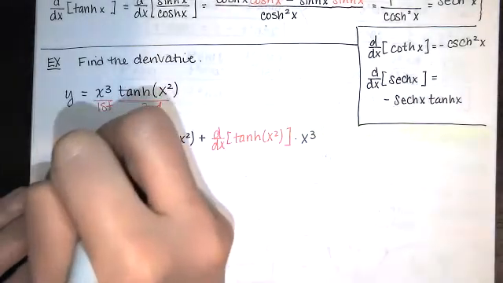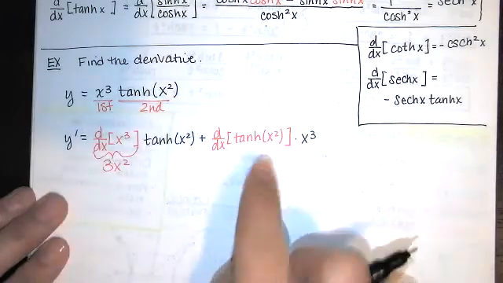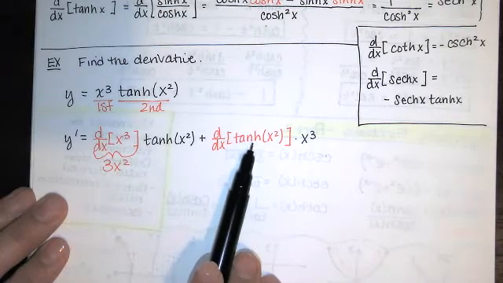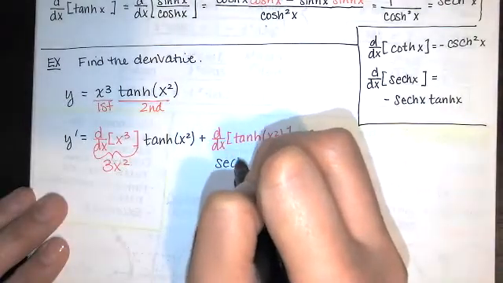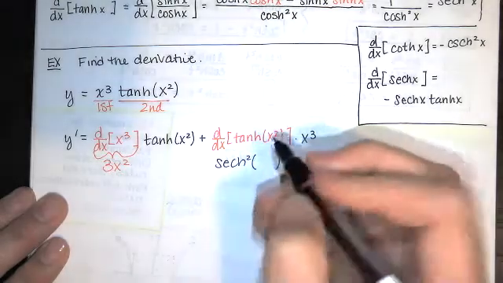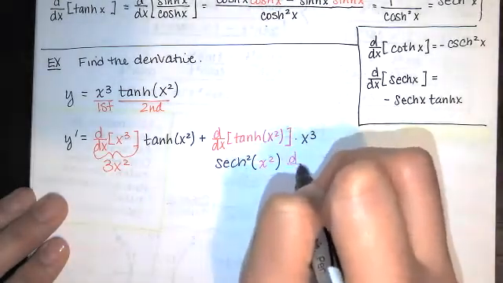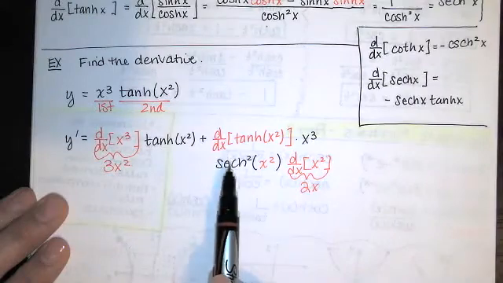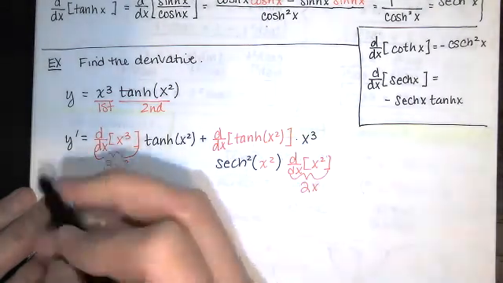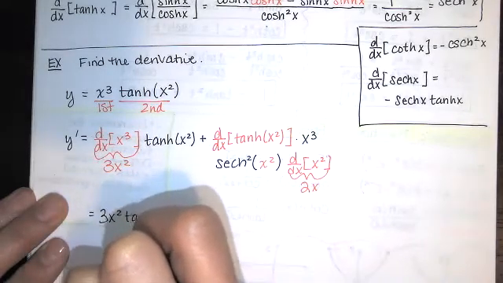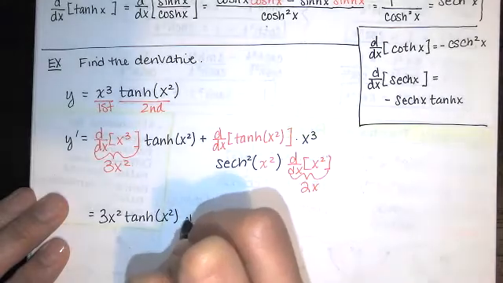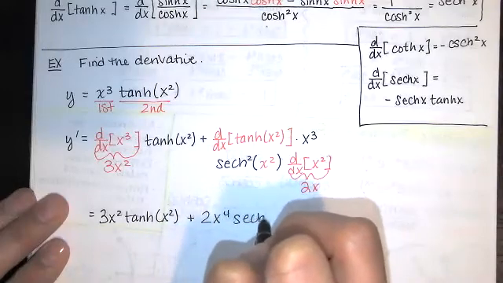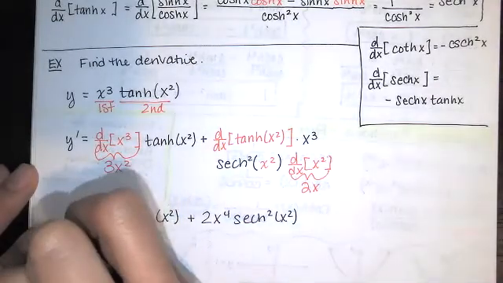And the derivative of x cubed is 3x squared. And this derivative requires the chain rule. So we say, well, what's the derivative of the outside function? The derivative of hyperbolic tangent is hyperbolic secant squared. Evaluate it at the inside function, and then multiply by the derivative of the inside by the chain rule. That's 2x. And so I've got this times that x cubed. Don't forget the x cubed. And so we get 3x squared times hyperbolic tangent of x squared plus 2x times x cubed is 2x to the fourth times hyperbolic secant squared of x squared. And that's my y prime.